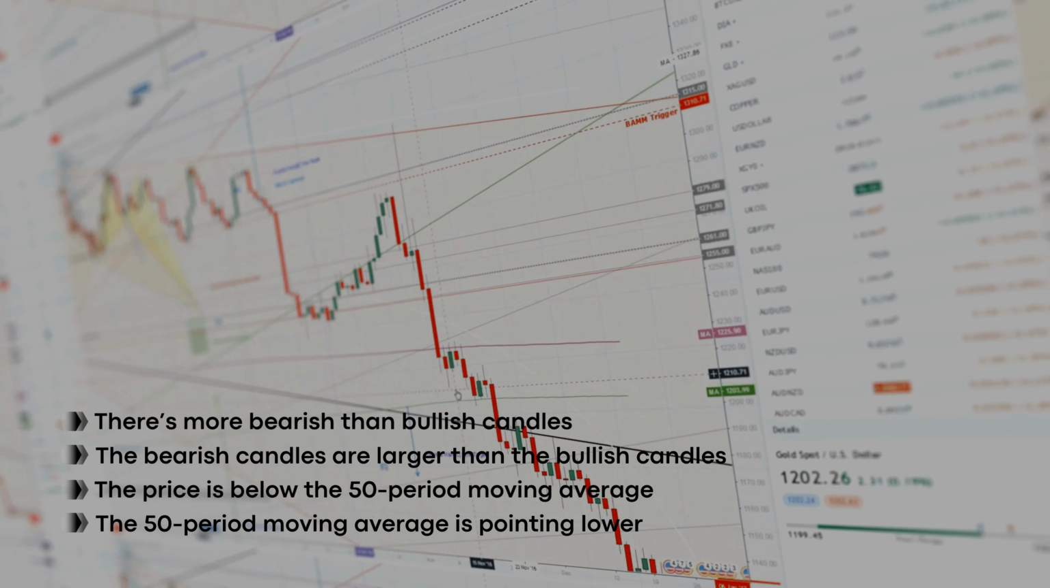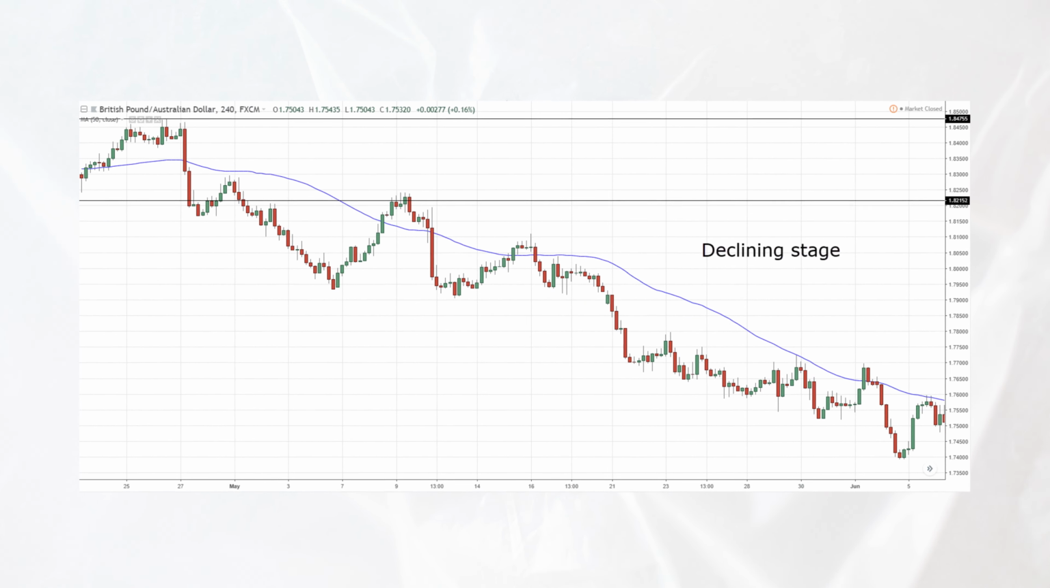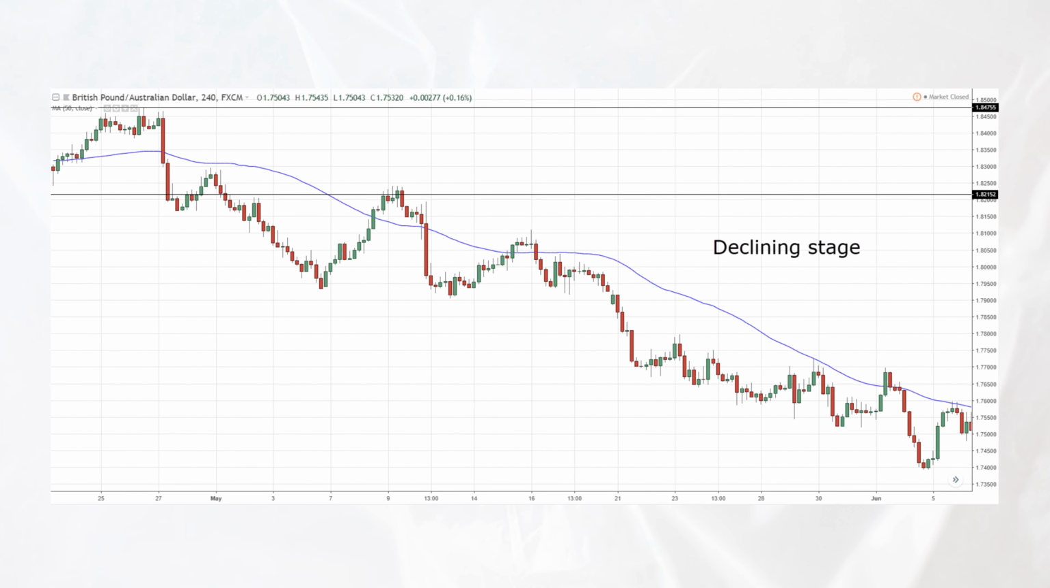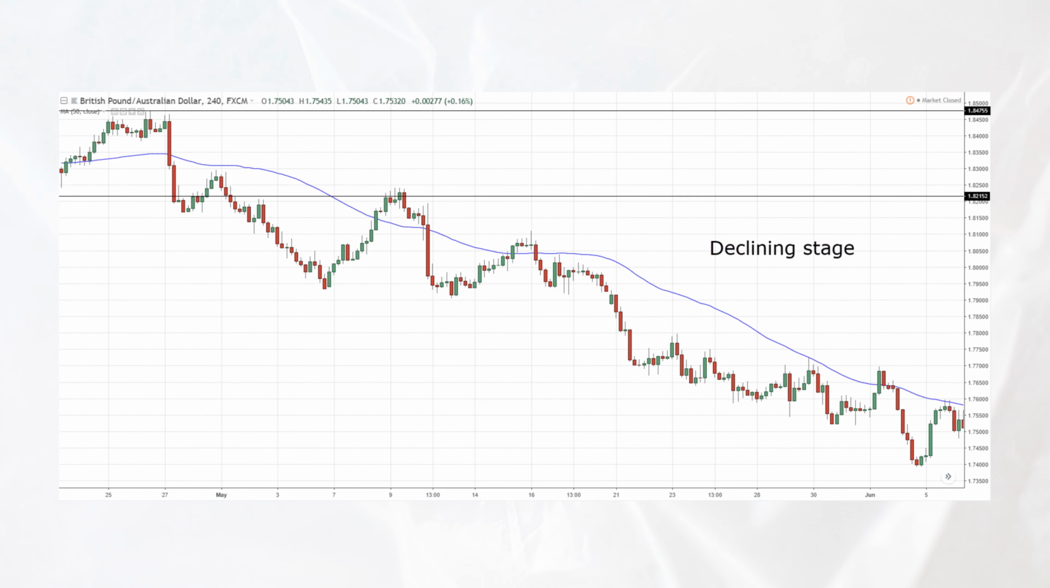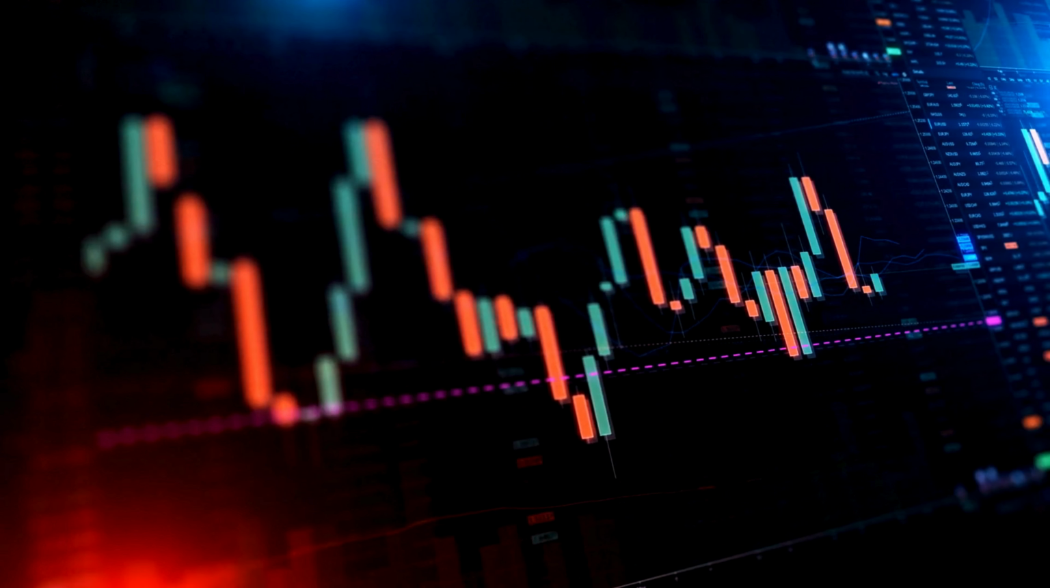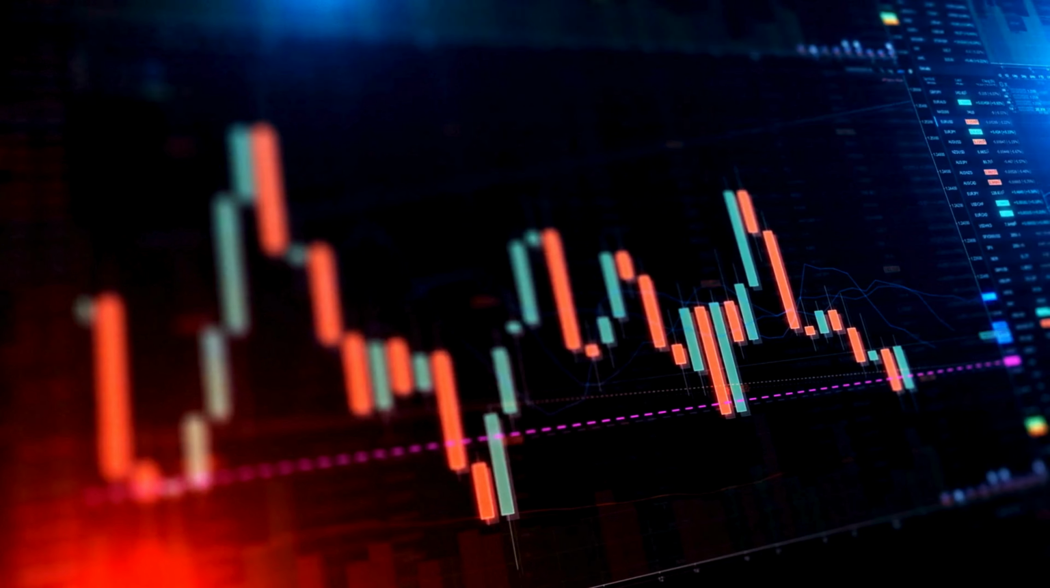Here is an example. Now, the declining stage eventually will need to take a break because the early sellers will take profits and buyers will look to long the markets as prices are at attractive levels. When this occurs, it leads us back to the accumulation phase.